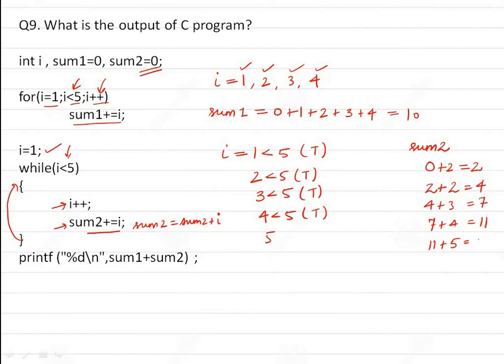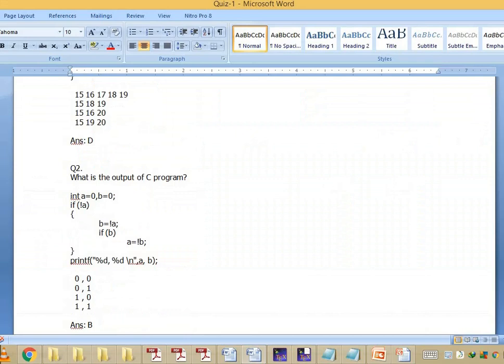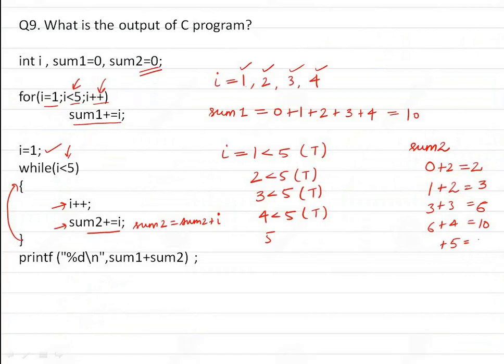So let me correct it. After the value of I was 0 it will become 1, so 1 plus 2 gives 3, then 3 plus 3 gives 6, then 6 plus 4 gives 10, and then 10 plus 5 gives 15. Then 5 is less than 5, this becomes false, so we will exit from the loop.